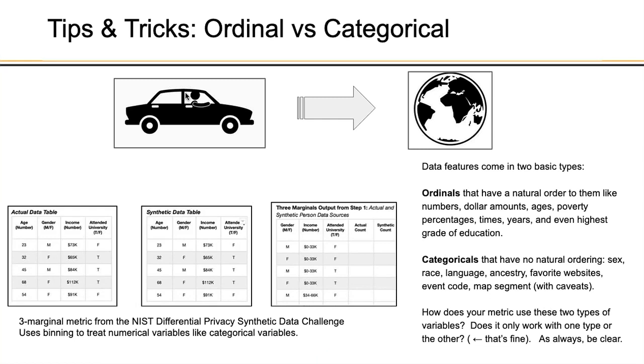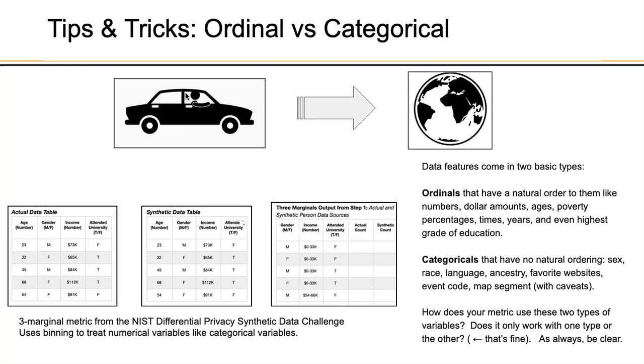Data comes in two basic types. I alluded to this a bit earlier, but basically features are either ordinal or categorical. Ordinal means they have a natural order to them. So that means a feature like income. You can say that if my income is $20,000 a year, that is less than if my income is $75,000 a year, right? Ages, if I'm 12 years old, that is less than if I'm 22 years old. Percentages, if I have 15%, that's less than 200%. Years, 1972 is less than 2036. Second grade is less than college. So ordinals have a natural ordering to them.